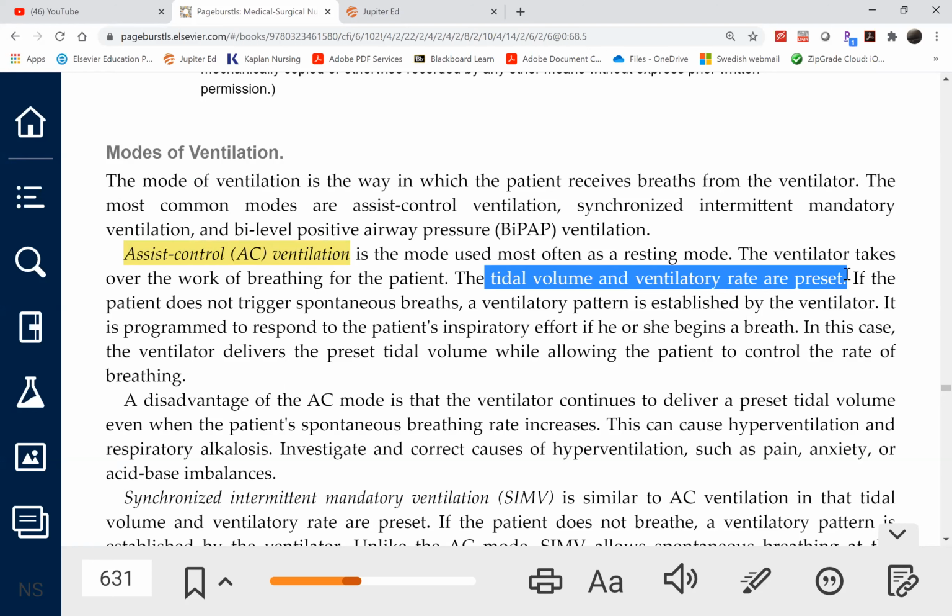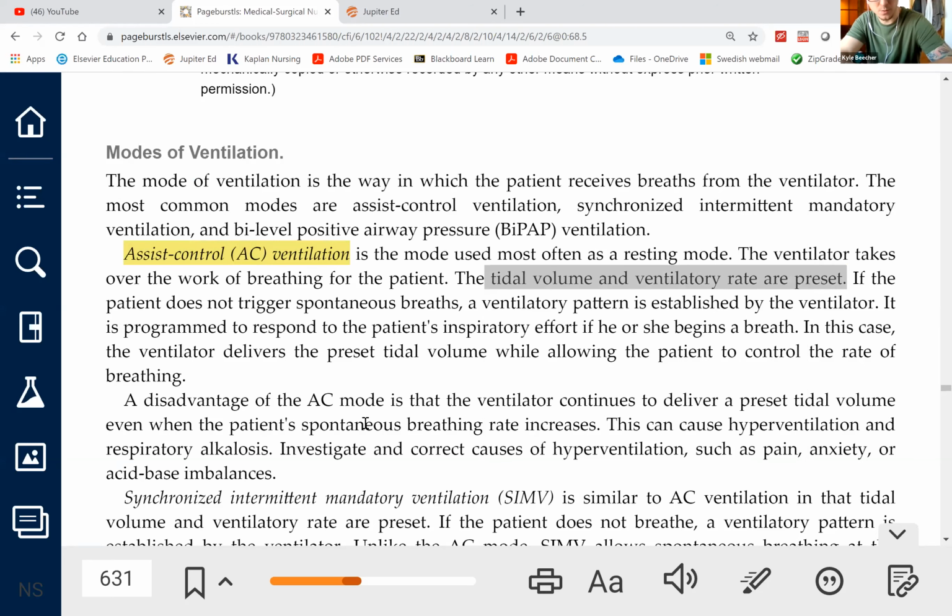This is a volume mode, in the sense that, as described here, the tidal volume and the rate are preset. What is tidal volume again? It's the amount of air that's pushed into the lungs for each breath, right? And then the rate is obviously the frequency. How often is that tidal volume given every minute? So to calculate minute ventilation, we simply multiply tidal volume times the respiratory rate equals minute ventilation.